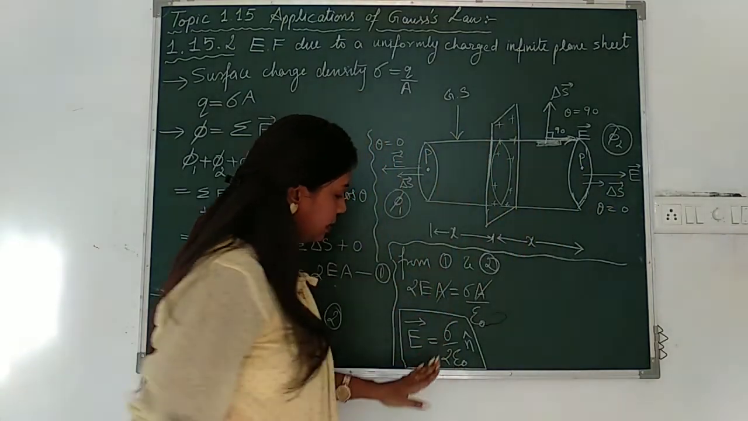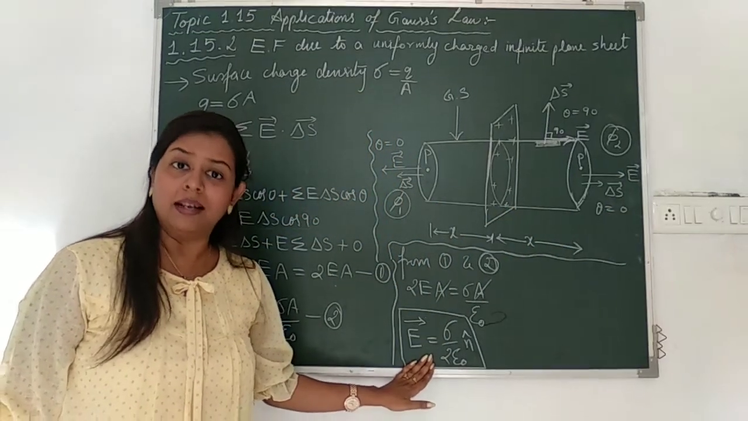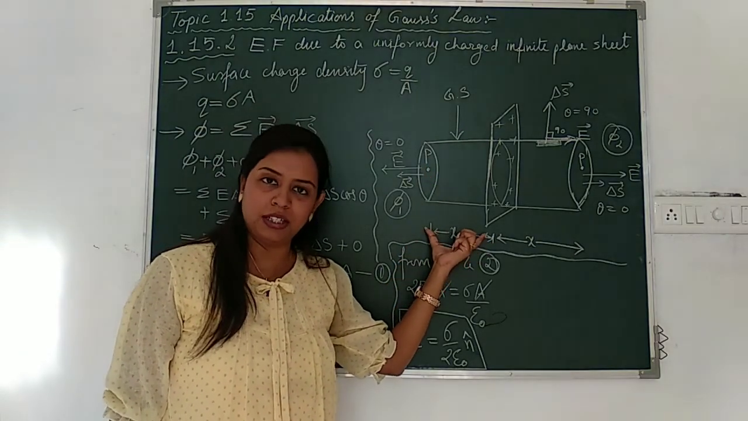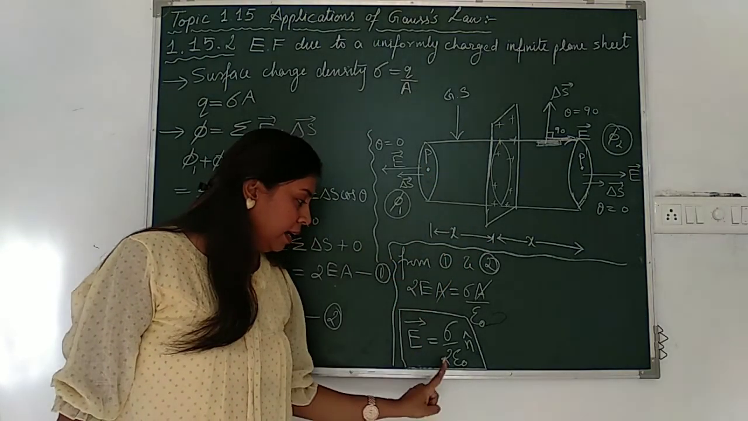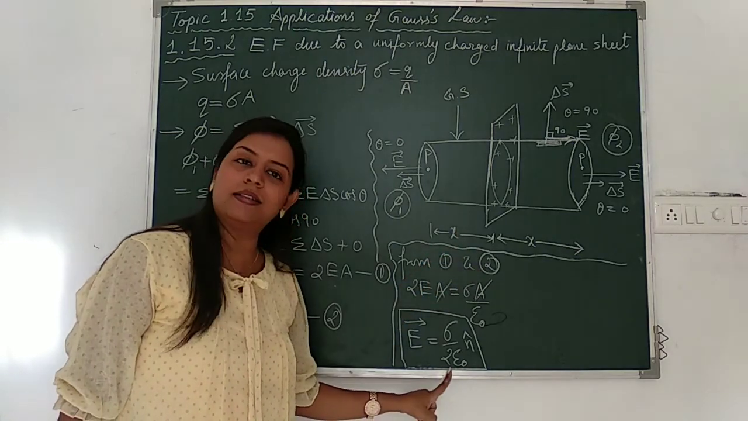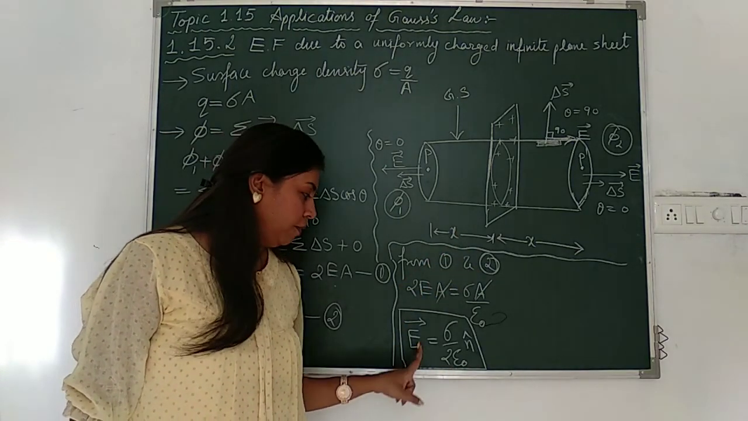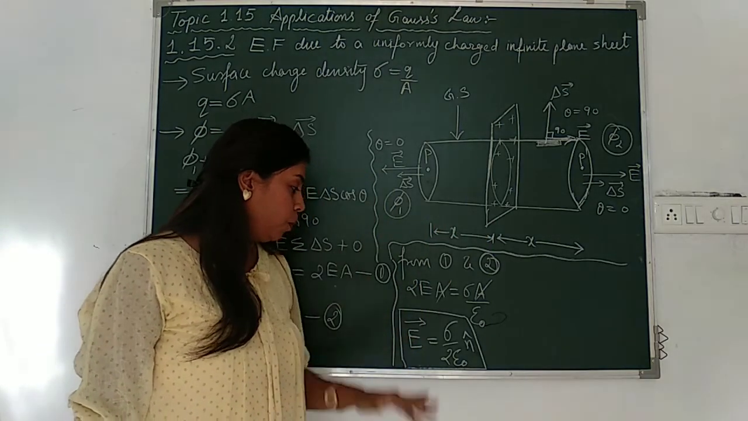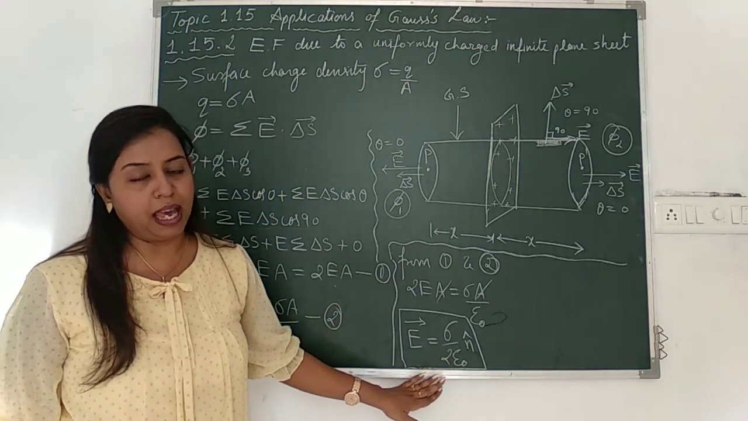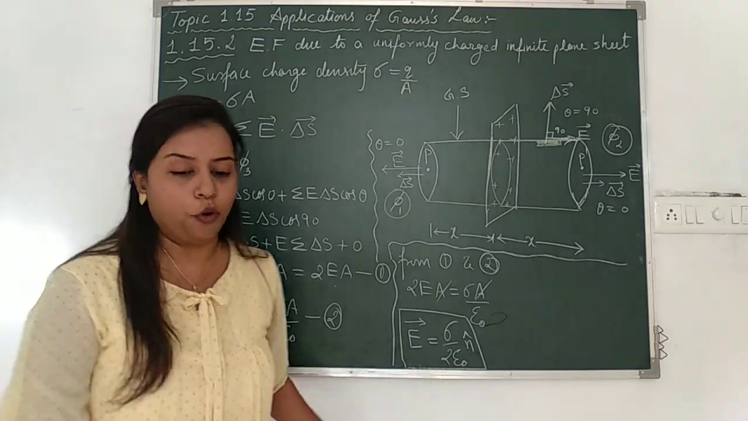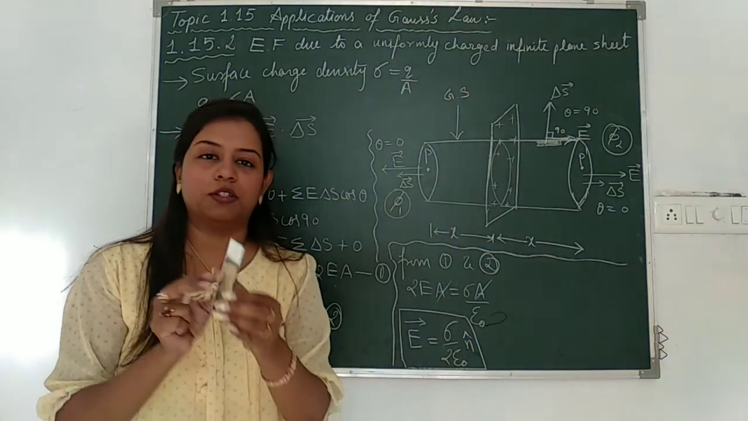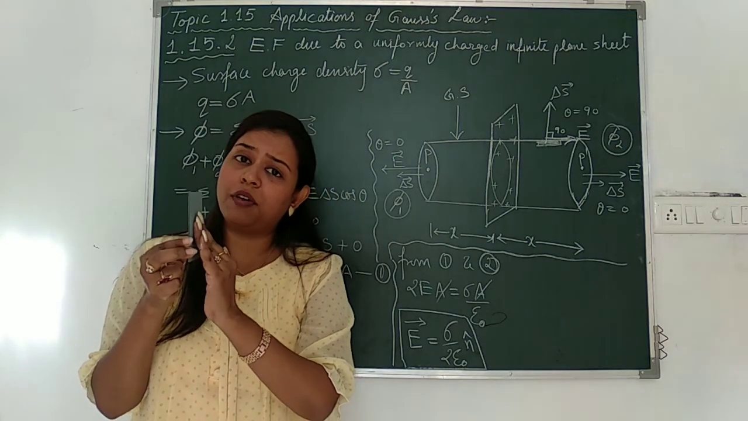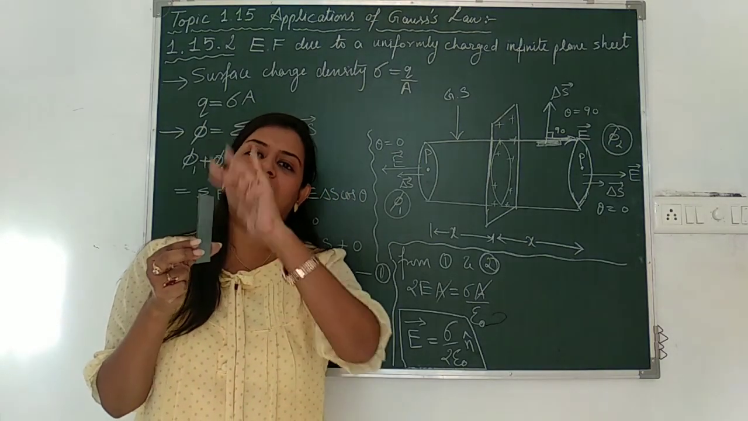And this equation which we have obtained does not depend on the distance of the point from the sheet. This is very important. See, here this x is not present. So the value of electric field does not depend on this distance. One more point. This equation which we have obtained is true for the middle portion of the sheet. That is the middle portion of the sheet, which is far away from the outer edges.